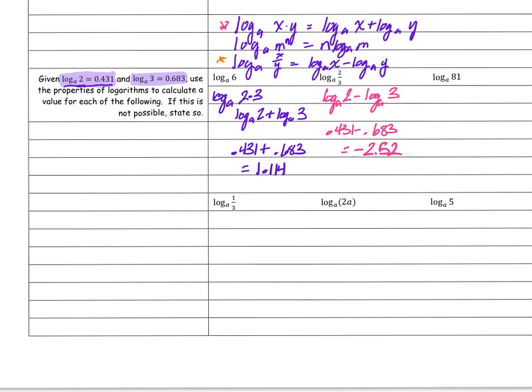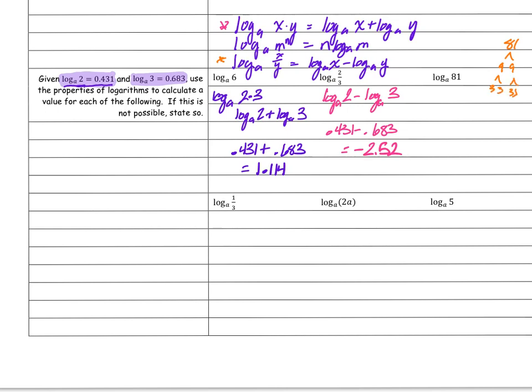All right. Next, log of 81. Well, I have to write 81 in terms of 2 and 3. So my first question to myself is going to be, does 2 go into 81? Well, no, because 81's not even. So 3's got to go into 81. So I'm just going to start factoring. I'm going to come over here, I'm going to say 81, and I'm going to factor. So that's 9 times 9. That's 3, 3, 3, 3.